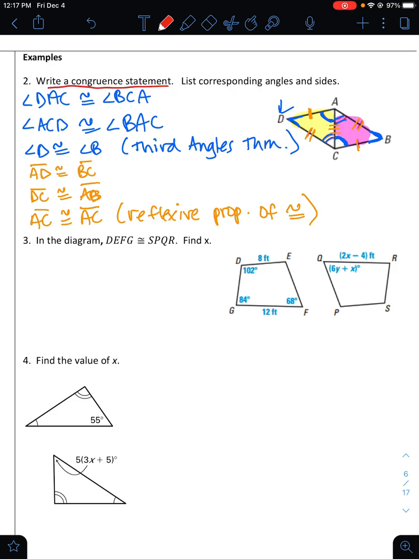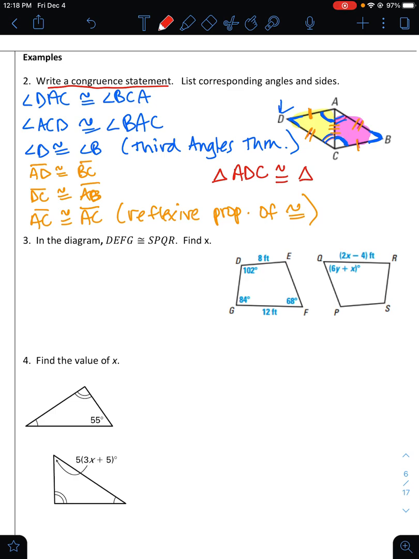A congruent statement is in the form of a triangle. These actually are all congruent statements, but we're going to write a triangle congruent statement. So I'm going to start by naming the first triangle. I'm going to name the left triangle. I'm just going to start with A, and then I'll move over to D and then pick up C. So triangle ADC is congruent to triangle.